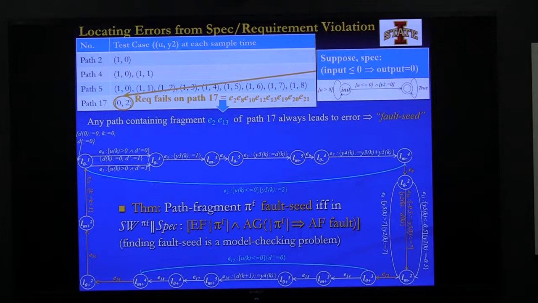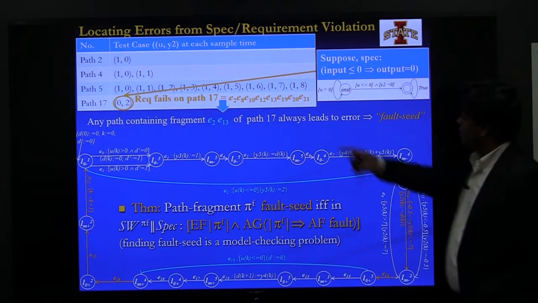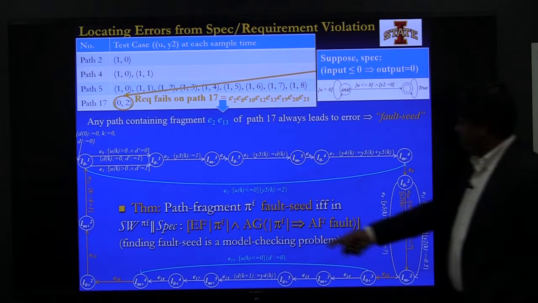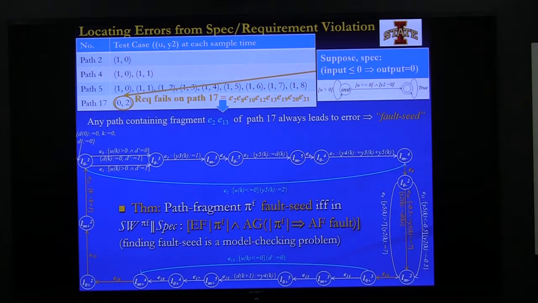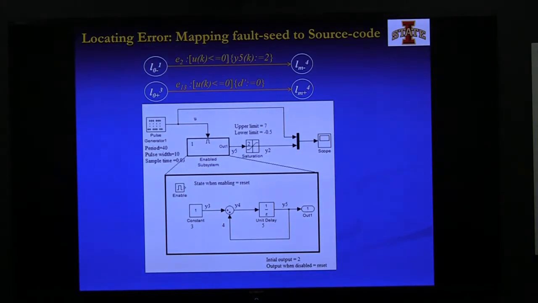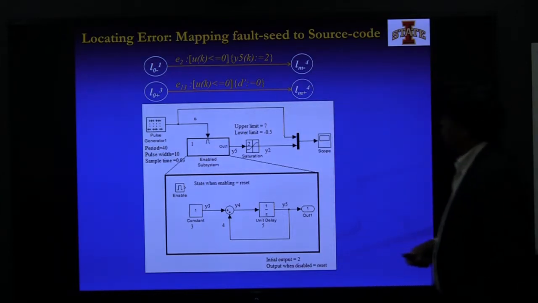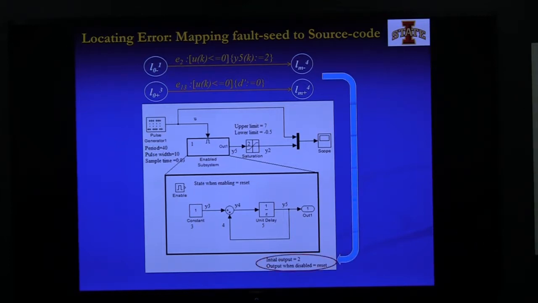So finding the root cause can also be posed as a model checking problem. One can construct an automaton paired with this faulty computation and look at fragments of that faulty computation and see if this property is satisfied, basically saying that whenever that fragment is executed, then regardless of what else is executed, the fault will be witnessed. So that's fault localization. And so we found, for example, that the fault is located in those two computations. And those two computations correspond to something in the Simulink diagram. That mapping can be done automatically.